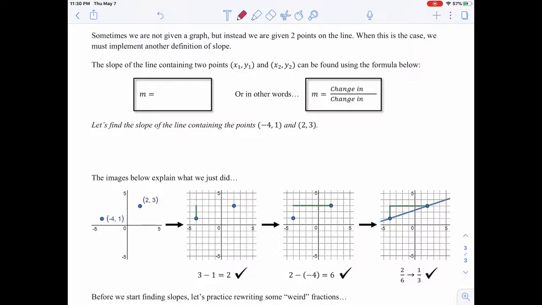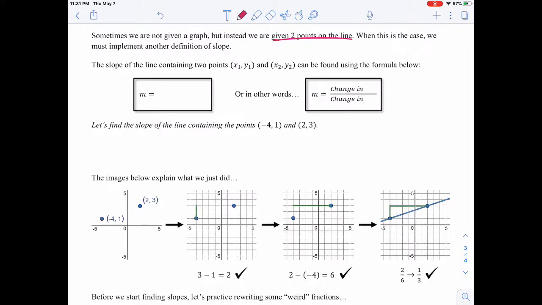Okay, everyone, we are now on the second half of our notes from yesterday. So this time we're going to be talking about slope when we're not actually given a graph to us. Instead, we're given 2 points on a line, okay? So when this is the case, we're going to use the actual formula for slope.